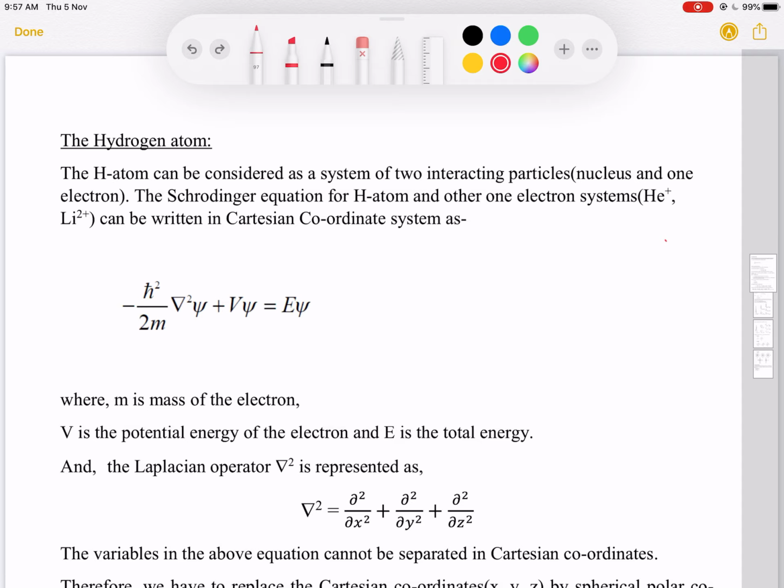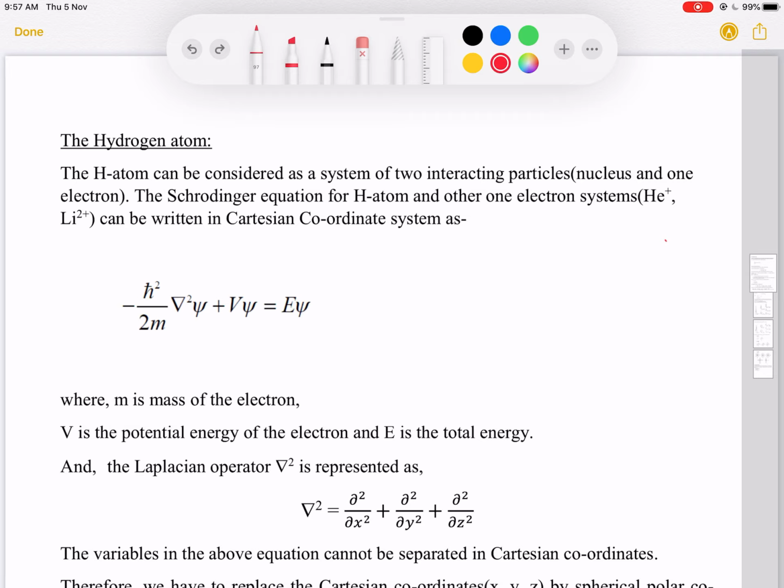So in this lecture we'll be discussing the hydrogen atom. Previously your ma'am has discussed the Schrödinger equation and the one-dimensional box, so I'll be continuing with the remaining topics.